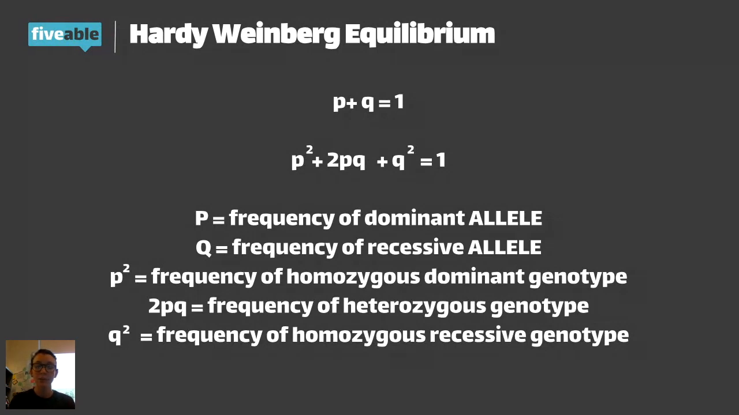On the flip side, I think of Q as in quiet, and Q is the frequency of the recessive allele. So remember, an allele is just one half of a whole. It is one part of an entire individual. You have two alleles for each trait that you have. So I'm going to grab my poker chips.